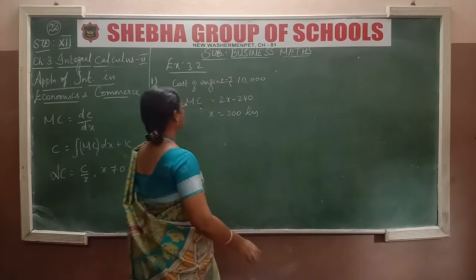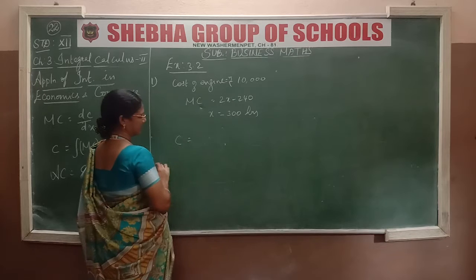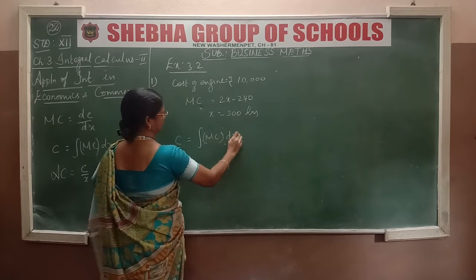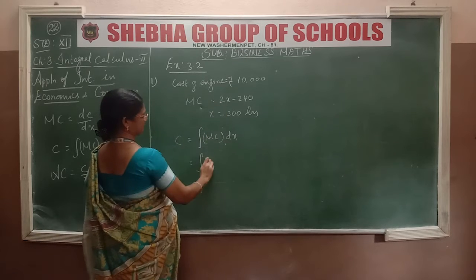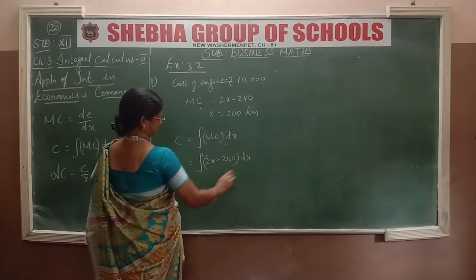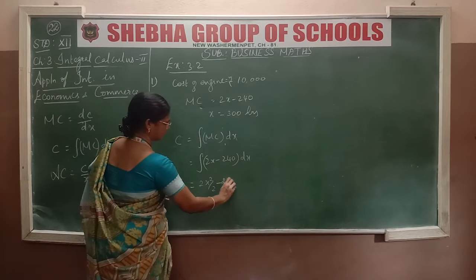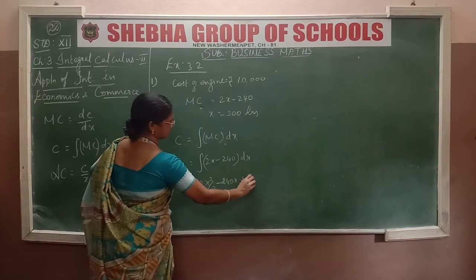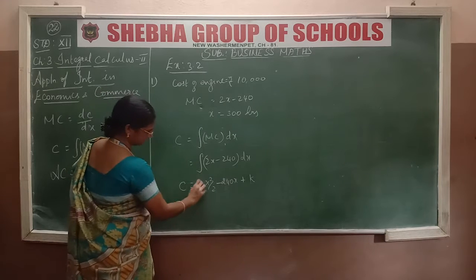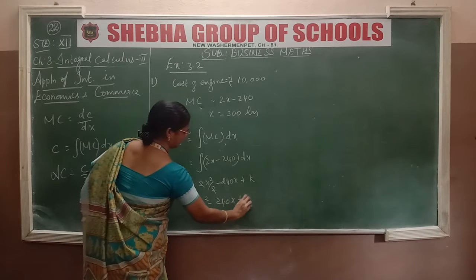Okay. First, find the cost from MC. How to find cost? C is the integral of MC dx. So the integral of MC is 2x minus 240 dx. Integrating, we get 2 into x square by 2 minus 240x plus some constant of integration k. So we get C is equal to x square minus 240x plus k.